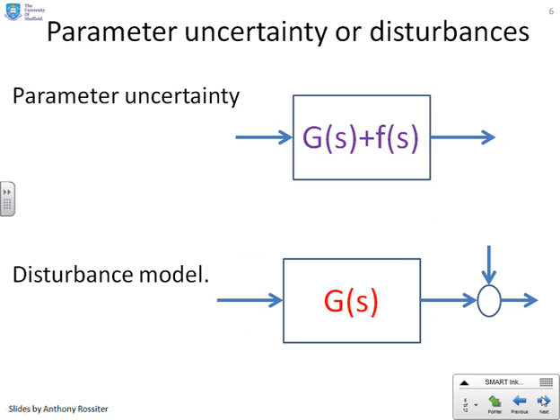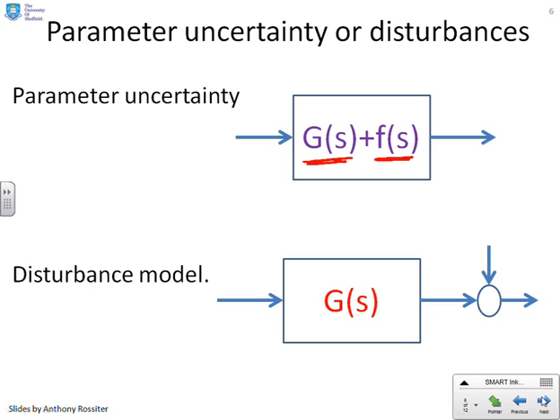We're just going to use two different types of uncertainty. So we're going to say, with parameter uncertainty, instead of having just G of S, you may have G plus F of S. So your model is slightly different. You'll assume that in general F is small compared to G, but it represents the fact that the parameters may be imperfect, not known exactly.